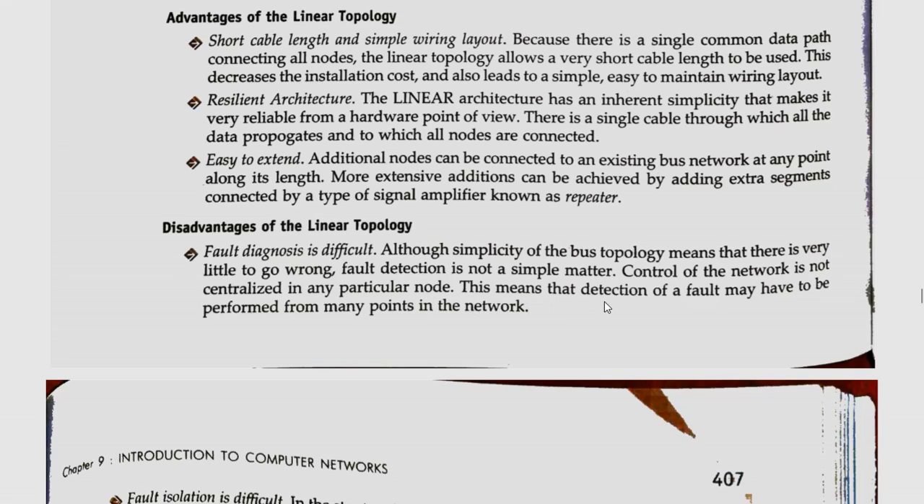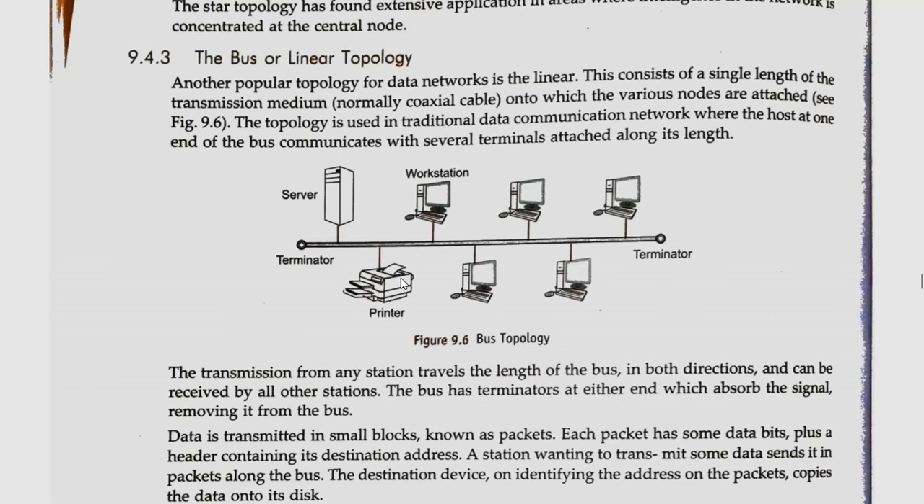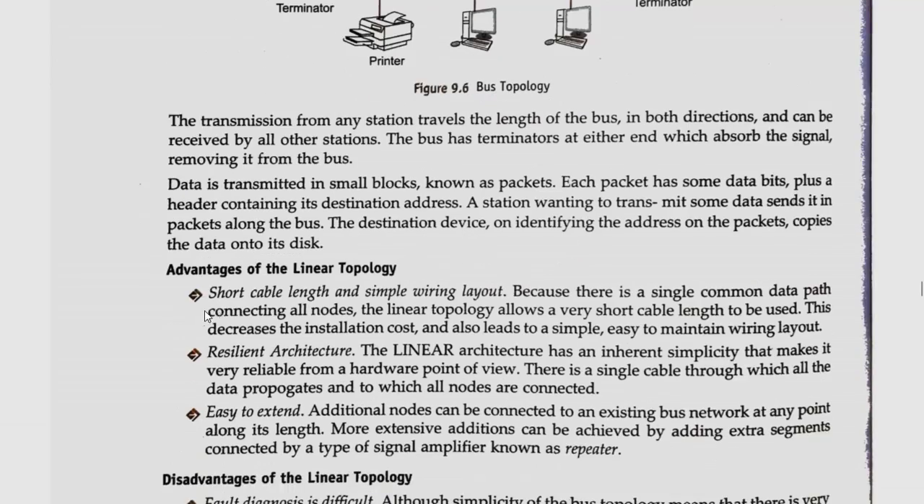Okay, so this means that detection of the fault may have to be performed from many points in the network. In the star topology, all the data is transmitted from a particular central node, but here there is no central node. So if there is a fault, you need to diagnose the fault in the whole network. There may be a possibility that the problem is from the printer, and that's why this particular node is not getting the information. So you have to check linearly, or sequentially, in all the systems to find where the problem is arising. That is the disadvantage of the linear topology.